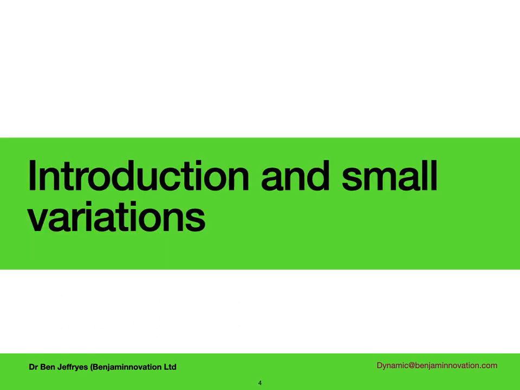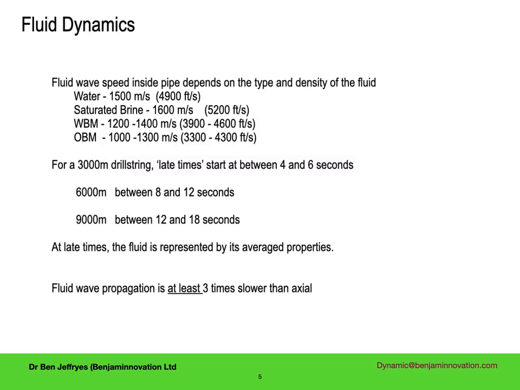Before thinking about large variations, let's go back to small variations. This is a repeat from the first presentation. Fluid sound speeds are a lot lower than those in steel, so in a typical borehole it takes seconds for the first effects of what is happening downhole to reach the surface. Fluid sound speeds also vary significantly from one well to another due to different fluid compositions. And for oil-based mud, they could also vary significantly along the well. However, as there are no sudden transitions, it is not too bad an approximation to use the averaged properties.